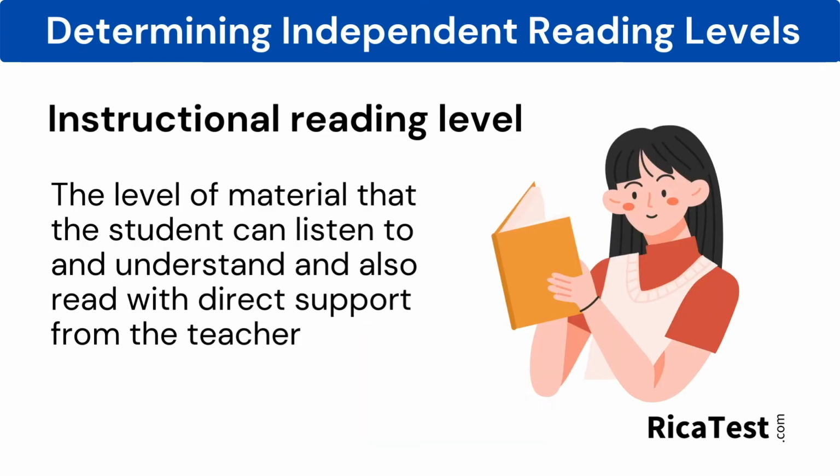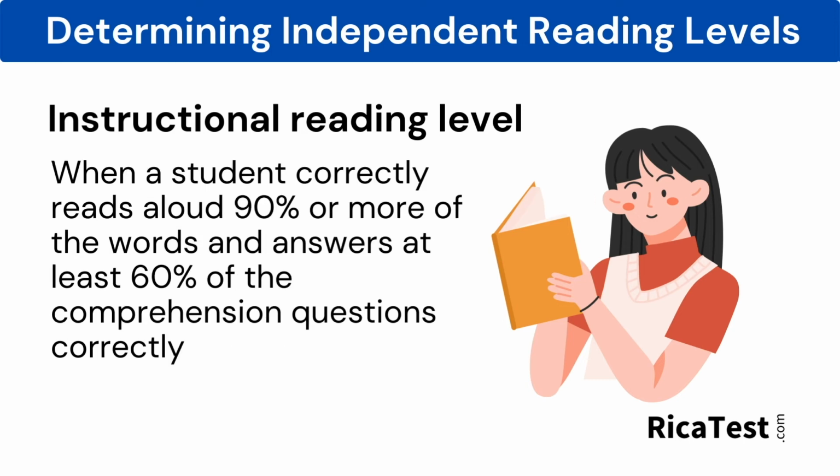Next is the instructional reading level, and this is the level of material that the student can listen to and understand, and also read with direct support from the teacher. This level is lower than the independent reading level, and it's the level that the content area texts, such as science and social studies, should be at for the student. The instructional reading level is reached when a student correctly reads aloud 90% or more of the words and answers at least 60% of the comprehension questions correctly.